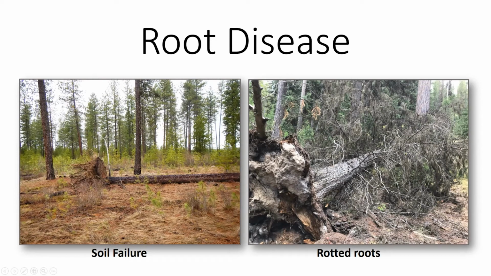And trees that have root disease often fall over in high wind events. And rather than being pushed in one direction, like you might see during a microburst, they're going to be falling in all different directions.